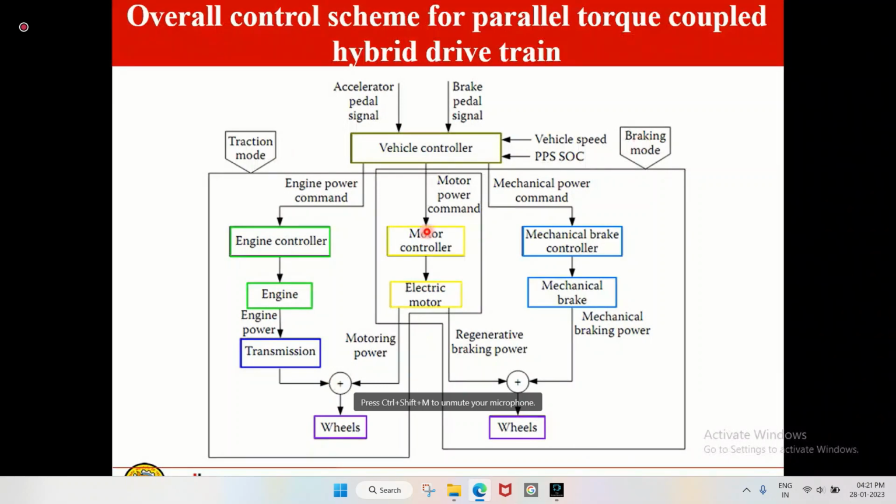While in case of braking, of course, the electric motor will contribute in the form of regenerative braking, but then the mechanical brakes also would be called for operation in case the braking requirement, the braking force, is huge. So that's why the mechanical brake controller and mechanical brakes will come into the picture. And then the collective braking power, that is the regenerative braking power from the electric motor and the braking power from mechanical brakes, would be coupled together and then applied to the wheels. So this is the overall control scheme for parallel torque coupled hybrid drivetrain.